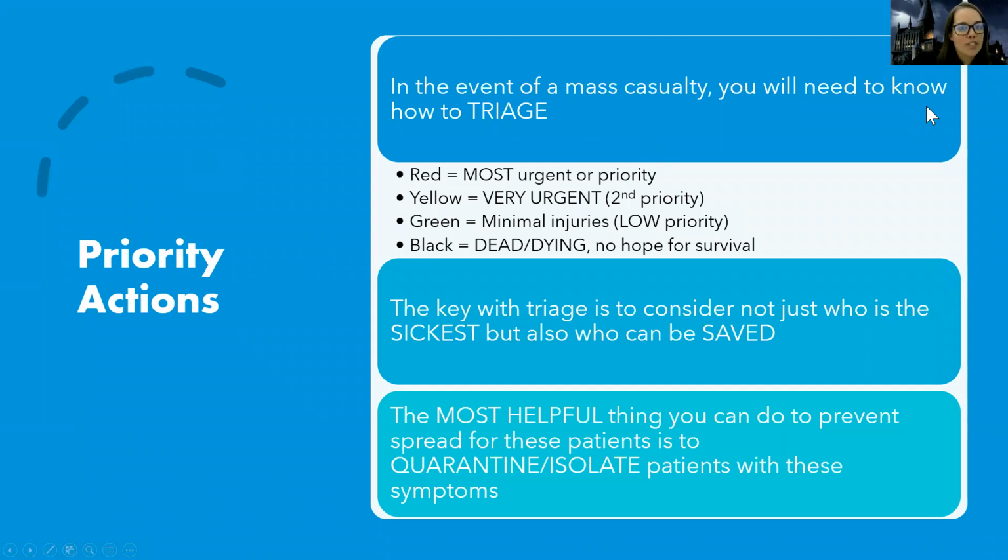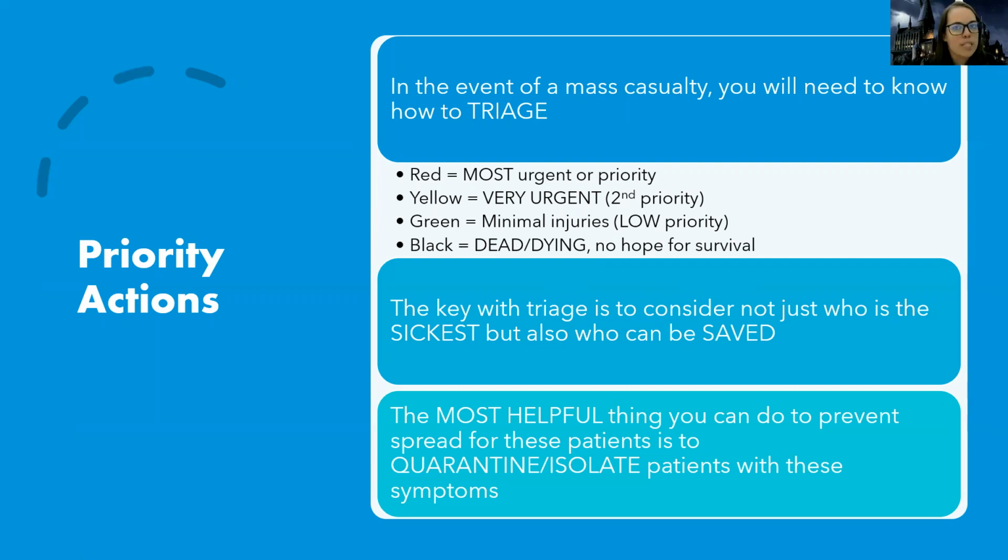So priority actions as a nurse. What can I do as the nurse? In the event of a mass casualty, you need to know how to triage. If you've ever watched Grey's Anatomy or something like this, where they had that boat episode where they were triaging and giving them different tags. There's two things to consider with triage. We're not just looking for who the sickest patient is and saying, oh, I've got to take care of the sickest patient first, but we also have to think about their chance of survival.